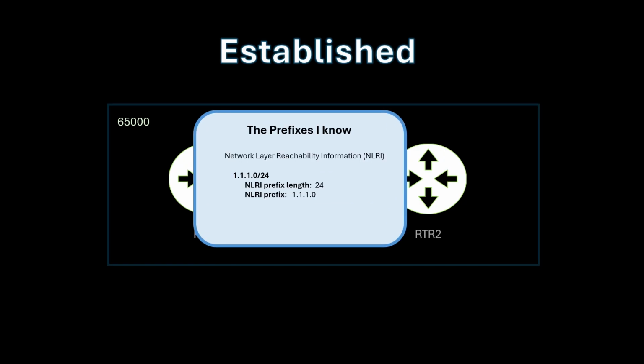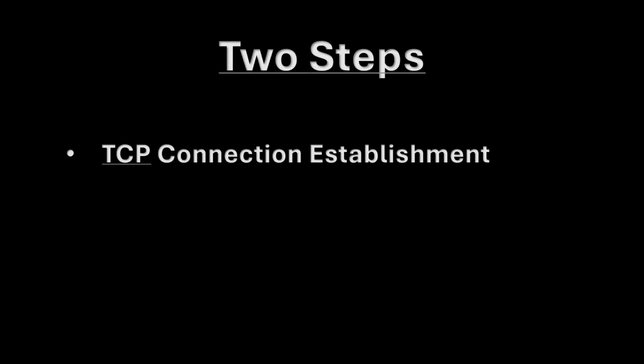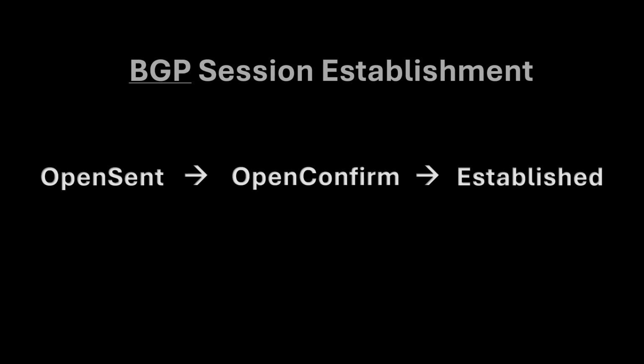Router 1 is ready and tells router 2 its secrets. The secrets, of course, being prefixes. The prefixes, called network layer reachability information, are shared via a message called an update message. All done. The key to truly understanding the states is understanding the independent steps in forming a peer. Establishing a TCP connection starts with the connect. The BGP session starts with the open sent, followed by open confirmed, and lastly, if everything goes well, being established.